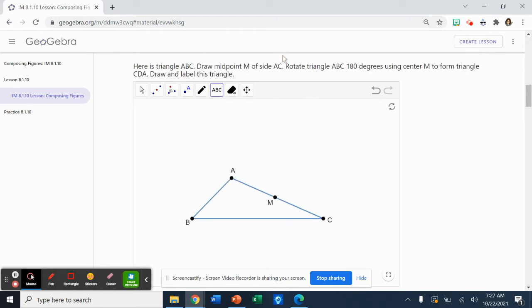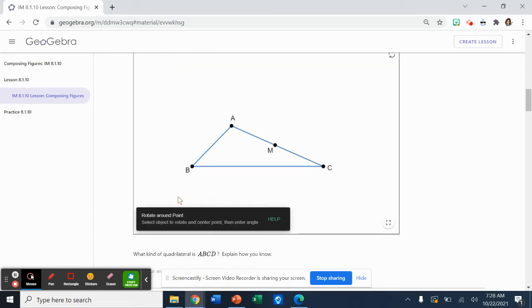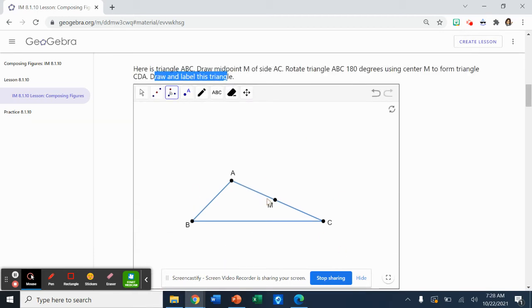And your directions are to rotate ABC 180 degrees using the center M to form triangle CDA. Draw and label the triangle. So remember, you can use the rotate around a point feature. You select the object to rotate and the center point, and then you enter the angle of rotation. So pause the video and try this rotation.